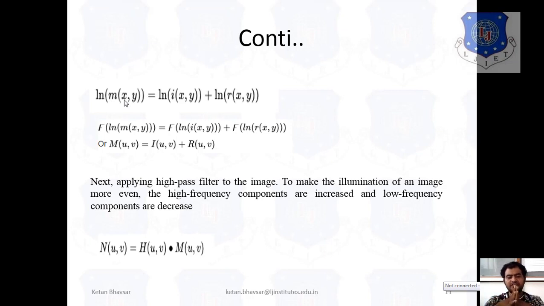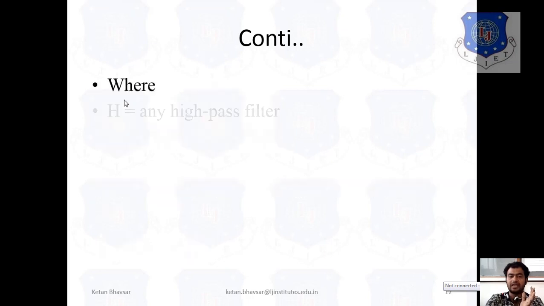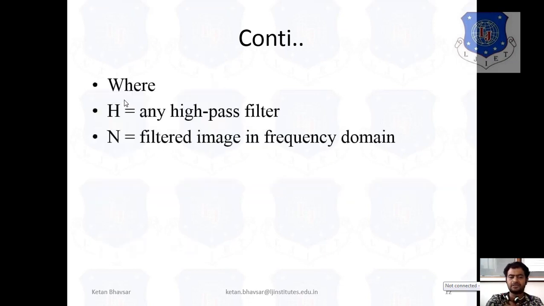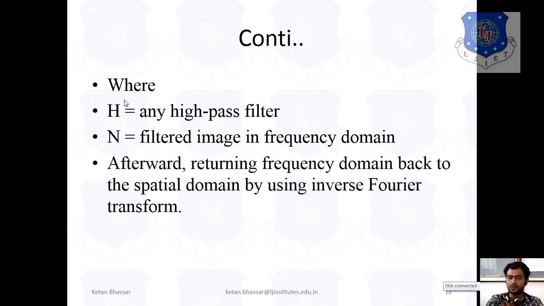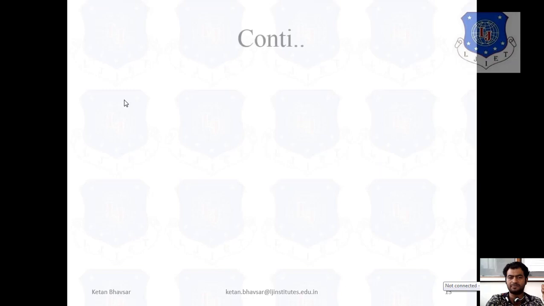So N(u,v) is equal to H(u,v) times M(u,v). Definitely, as the high frequency content increases, your low frequency content is gradually reduced, and you are getting a better result as compared to the other filters. As per this equation, H is a high pass filter and N is the filtered image in the frequency domain. After that we apply the inverse transformation to get back the meaningful content. So n(x,y) is equal to the inverse Fourier transform of N(u,v).